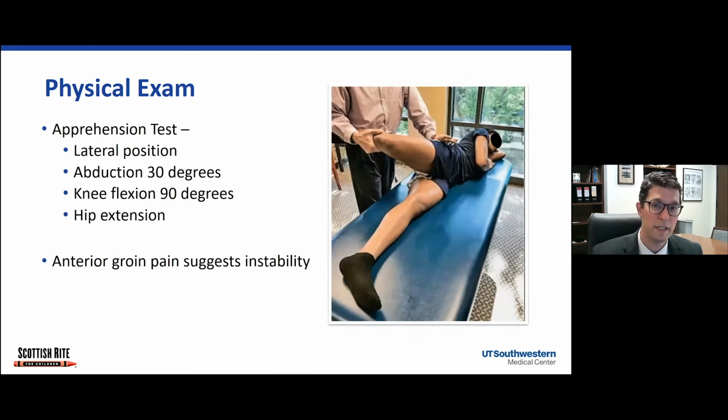A couple of specific tests to further evaluate for dysplasia include the apprehension test, and this can be done a couple different ways.